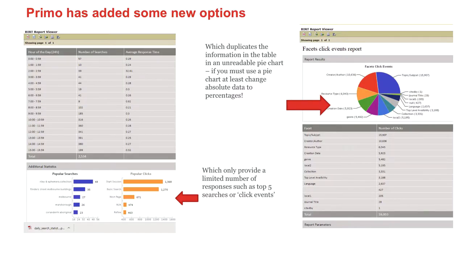Primo has added some new options. They might have heard some of the complaints. Or Ex Libris, who's the manufacturer of Primo. They have added some new options. In one, the pie chart simply repeats the absolute numbers. Why have a pie chart and a table showing you exactly the same thing? On the other side, we've got the top five options.